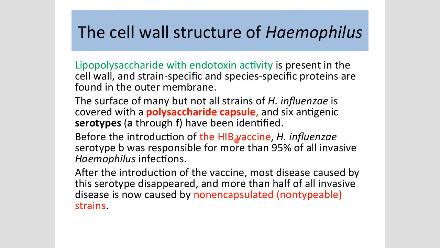Copyrighted material. Okay. Now, we already talked about the cell wall, the complicated cell wall structure. In this case, I want you to pay attention that it has LPS, lipopolysaccharide, right, with endotoxin activity. And if you look at the polysaccharide capsule, there are 6 antigenic serotypes, A to F, and we have developed one vaccine against type B. But the good thing is we found out that if you introduce only the type B serotype as a vaccine, you pretty much take care of 95% of the disease.